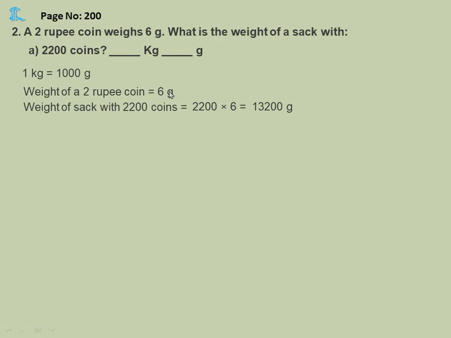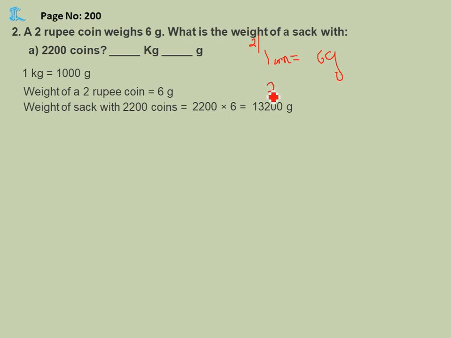Children, what is the difference here? There they have given you the weight and they are asking you to find how many coins are there. So that time you divided. Now what is given for you? Now coins are given for you. First you write here, 1 2 rupee coin will weigh, because this is a 2 rupee coin. Okay, 1 2 rupee coin, that is one coin, will weigh 6 grams.